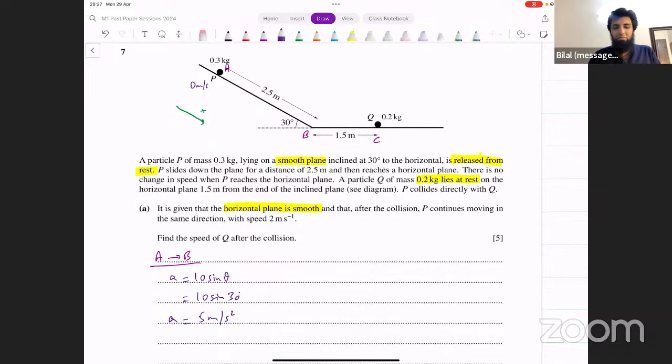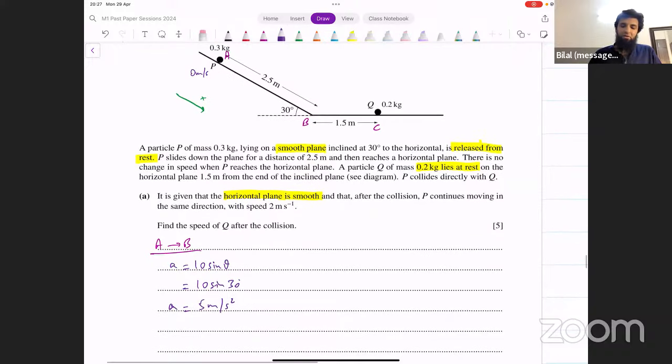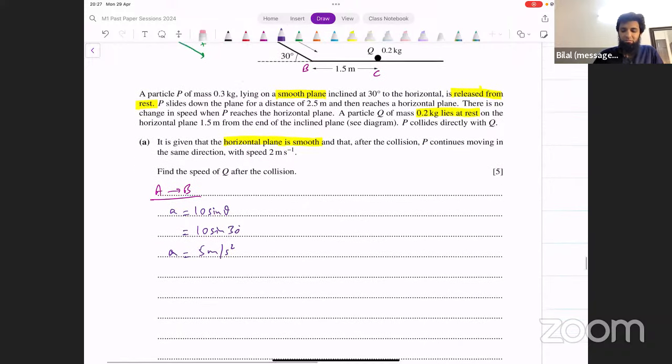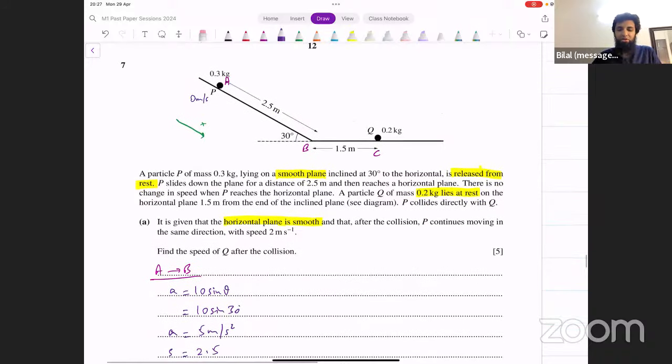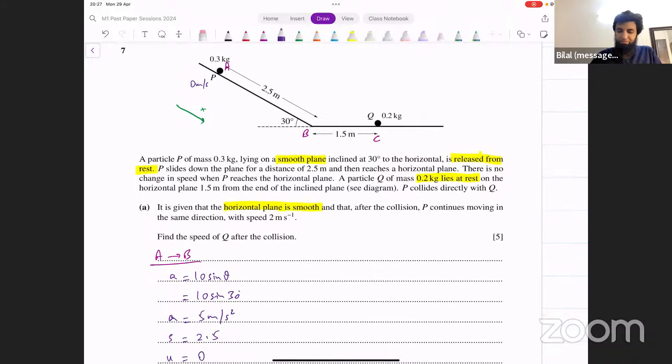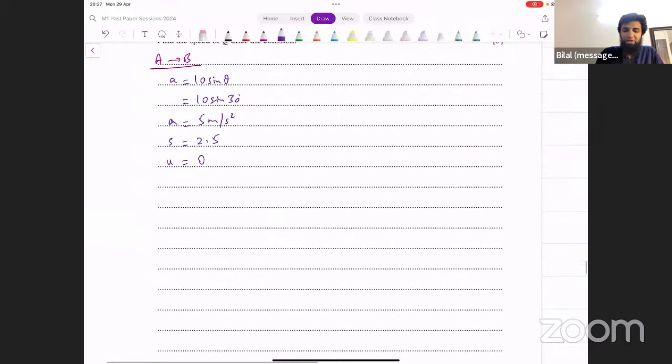So that's acceleration. What else do we know about the journey from A to B? We know the displacement. S equals 2.5. We know the initial velocity. It's started from rest. So we have three pieces of information for the journey from A to B. What we can do is we can find the final velocity at the point B, right? Because then we need to understand what happens from B to C afterwards. For that, it would help if we know what speed P starts from here, okay? So what's the speed at B? Speed at B would be the final velocity for this A to B part of the journey.